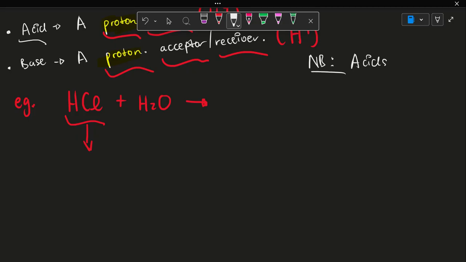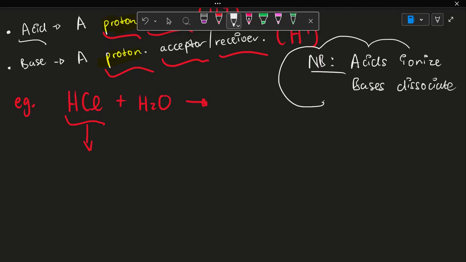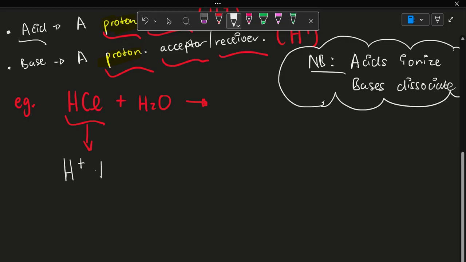Acids ionize and bases dissociate. Just an NB for you right there. So we say that acids ionize and bases dissociate, right? So an acid, HCl, is a strong acid and it ionizes completely to form H plus and Cl minus ions, right? So what basically happens?